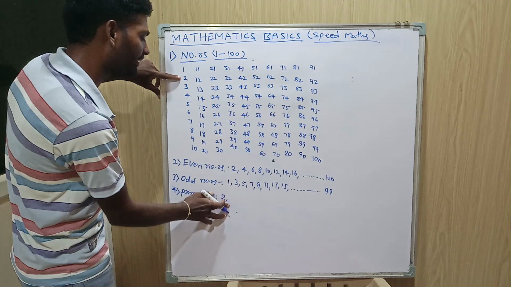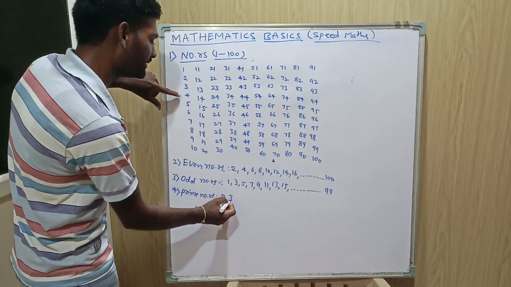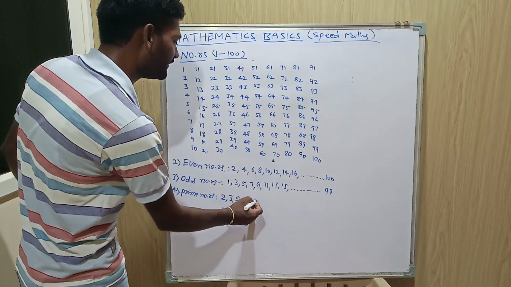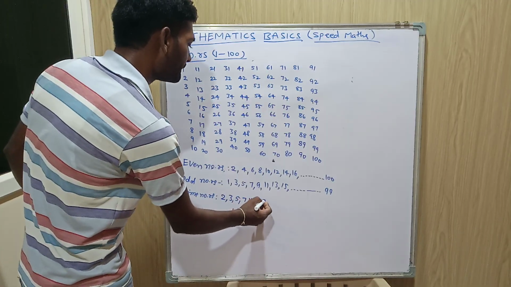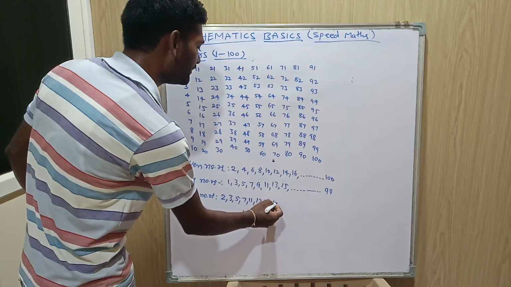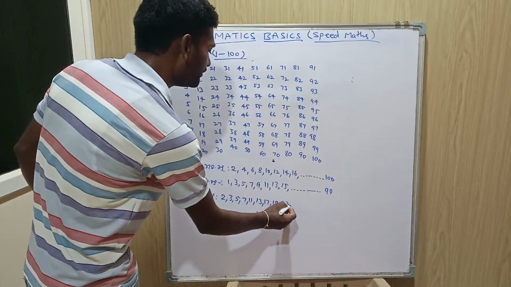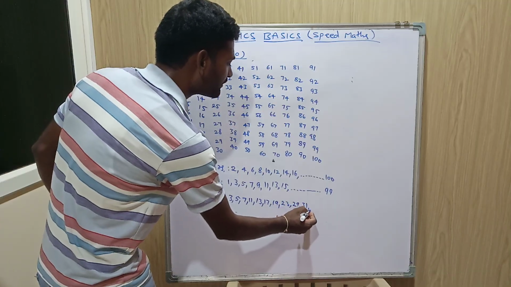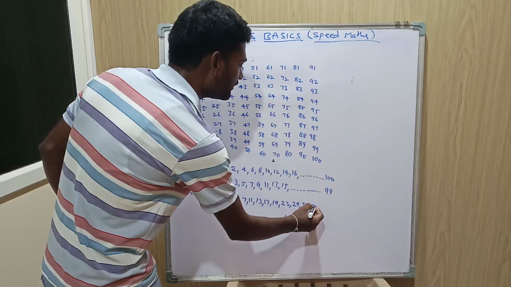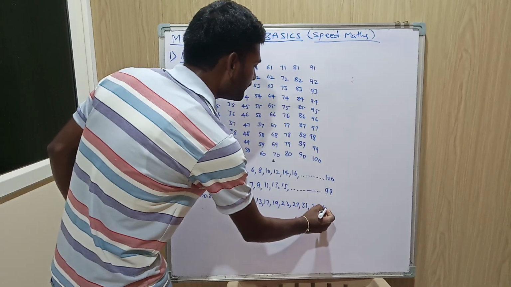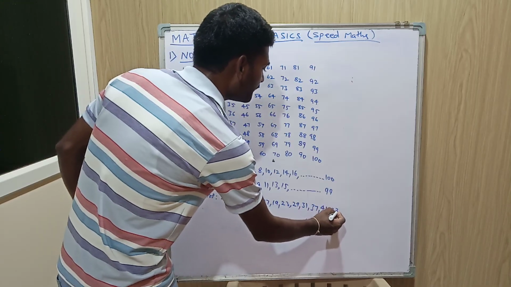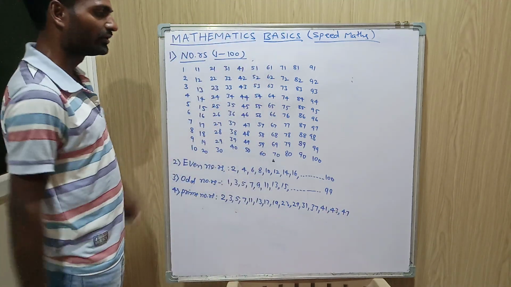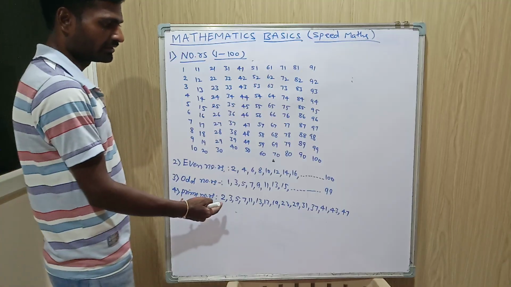2, 3, 5, 7, 11, 13, 17, 19, 23, 29, 31, 37, 41, 43, 47. If you count the prime numbers below 50, you will get 15.